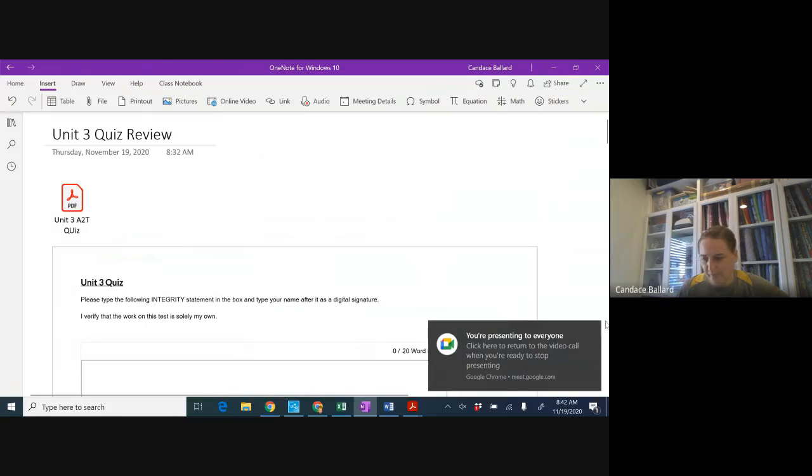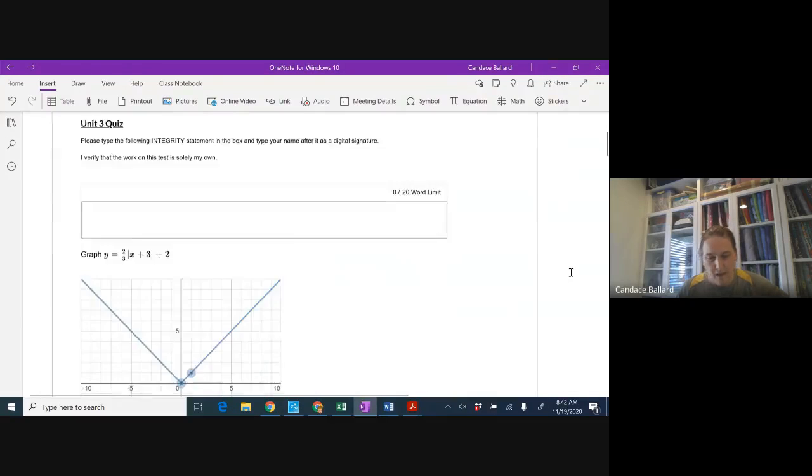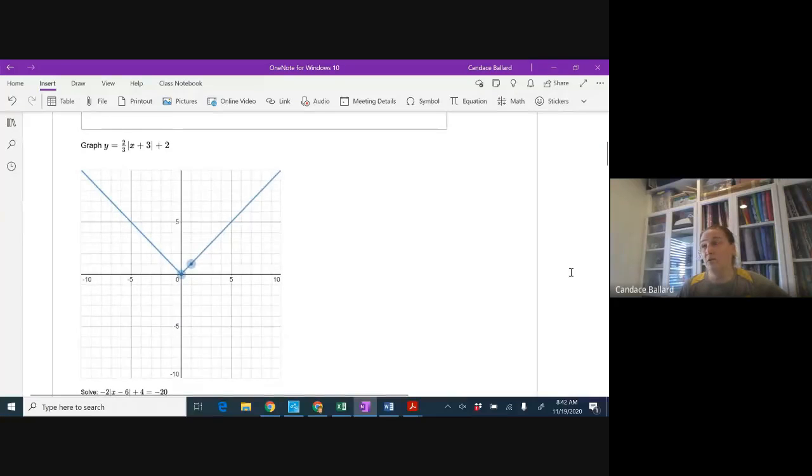Not do schoolwork. Okay. So let's get it so you guys don't have to do as much schoolwork over the break. Let's see if we can get you a good grade on this quiz. Okay. So we're looking at this graph. Help me out in the chat. Tell me, what is the vertex of this graph?